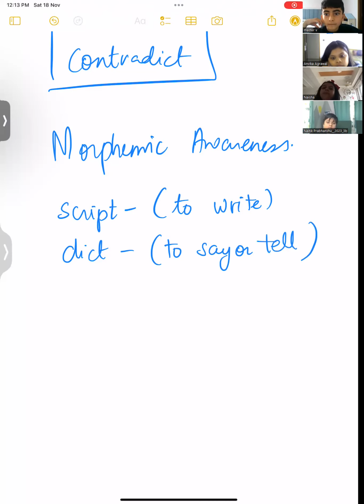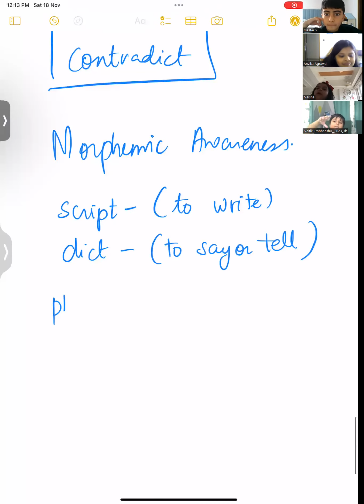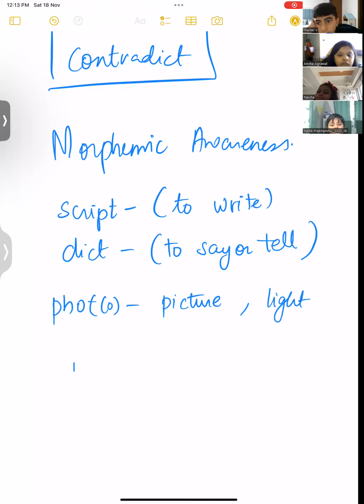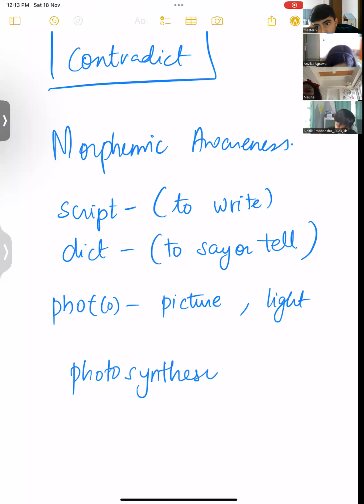Photo is what? Tell me. Ma'am, photo is a photograph. Photo is a picture. You can't say photo is a photograph. What you have done is added a suffix graph to photo. Photo is a picture. And sometimes photo also means light. Yes, ma'am. Like in photosynthesis. Exactly.